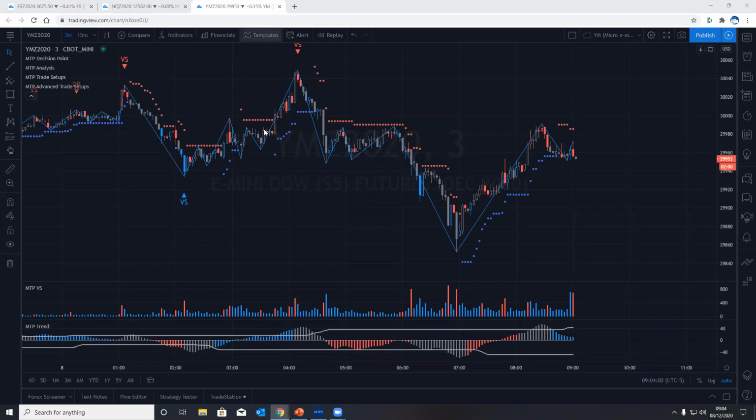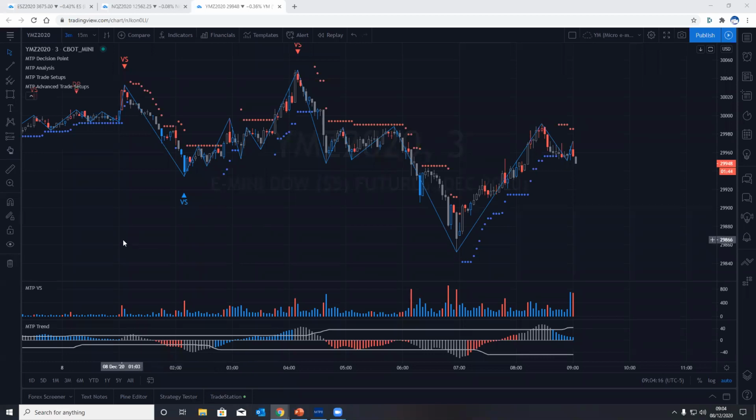But no, I wanted to go over the VS setup in our add-ons, because I haven't looked at the VS setup for a while. We had a look at the W3 or Wave 3 trade setup, was it last week or the week before? So I wanted to go over the VS setup.